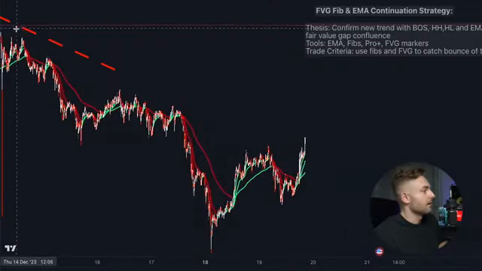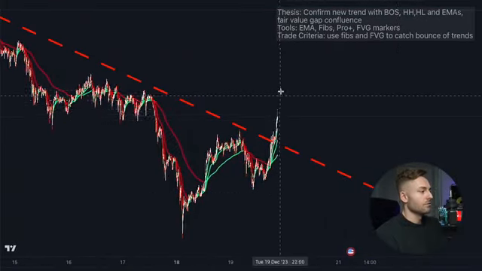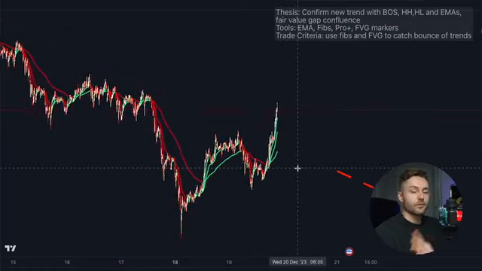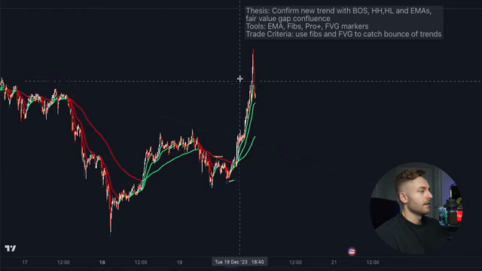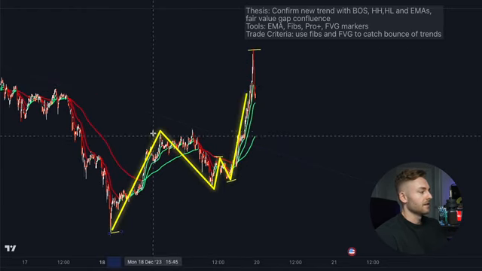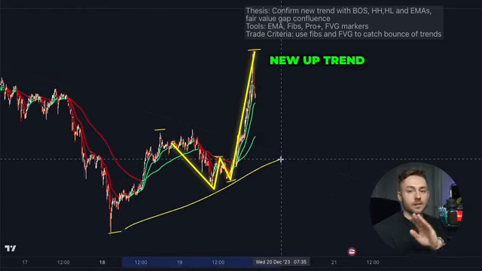All right, once again, we have our break of structure here, and then price is moving up, confirming this break and confirming a new uptrend. So at this point, we already have a high, a low, and then a confirmed high here, as well as highs and lows over here. So we do have the establishment of a new uptrend.